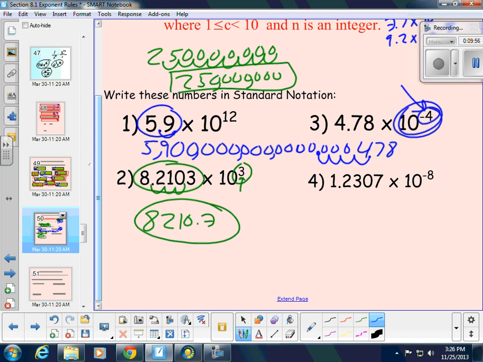So I'm going to have 0. Okay, my numbers ran together. They're my 2 answers, but 0.000478.